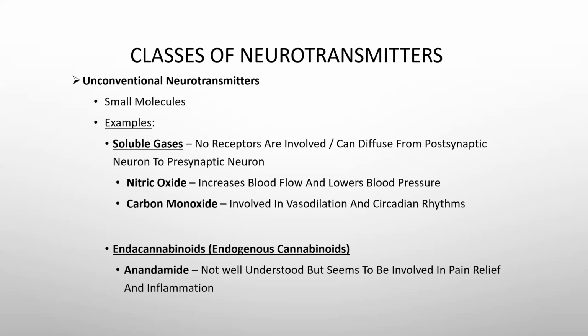One example would be nitric oxide. It increases blood flow and lowers blood pressure. And carbon monoxide, which is involved in vasodilation and circadian rhythms. And there's a lot of study, much less is known about the soluble gases than we know, for instance, the catecholamines, okay? And then the endocannabinoids are endogenous internal cannabinoids, okay? One example here is anandamide, which is not well understood, but seems to be involved in pain relief and inflammation. And we will definitely go over these in further subsequent lectures.